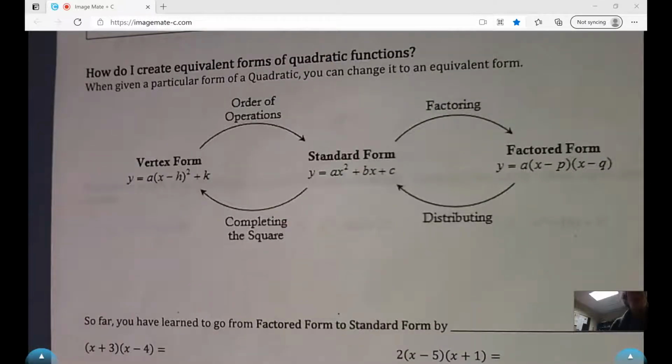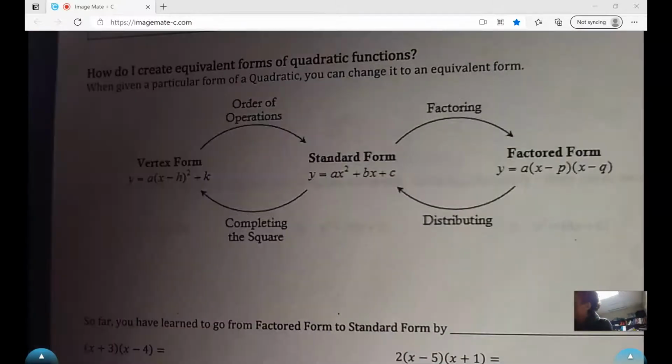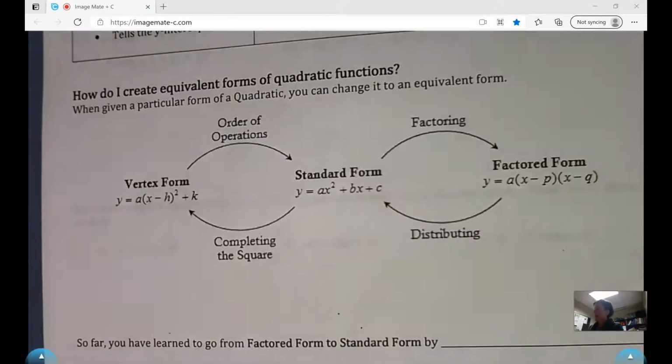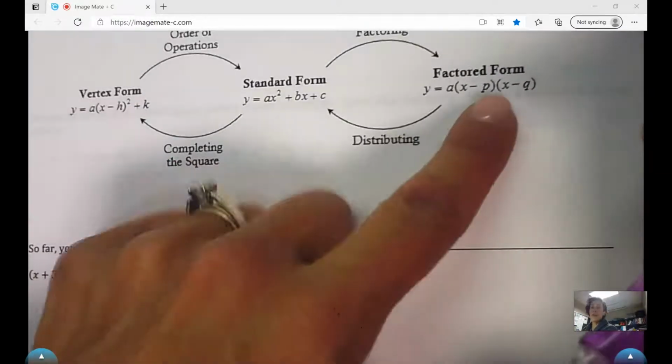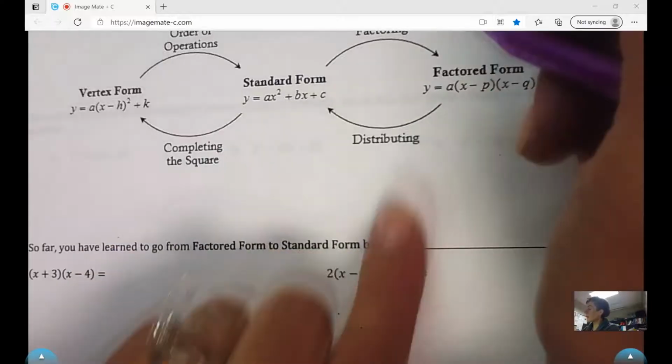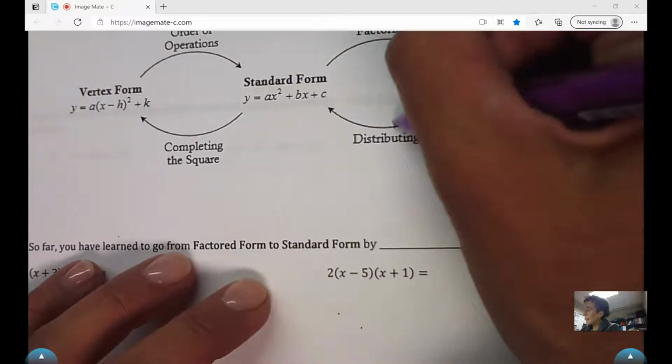All right, so what we're doing is, in our last couple chapters, chapter 7 and chapter 8, we looked at these things. So let me turn on a light here. What we looked at is if you are given factored form. This was chapter 7. This was Showcase of Learning 3. You learn to get it into standard form by distributing.